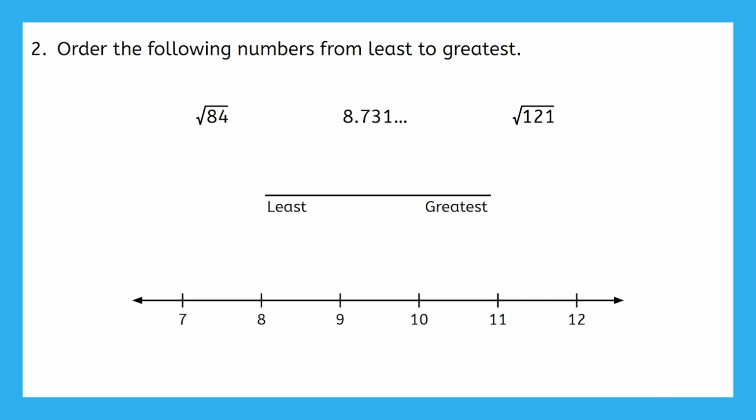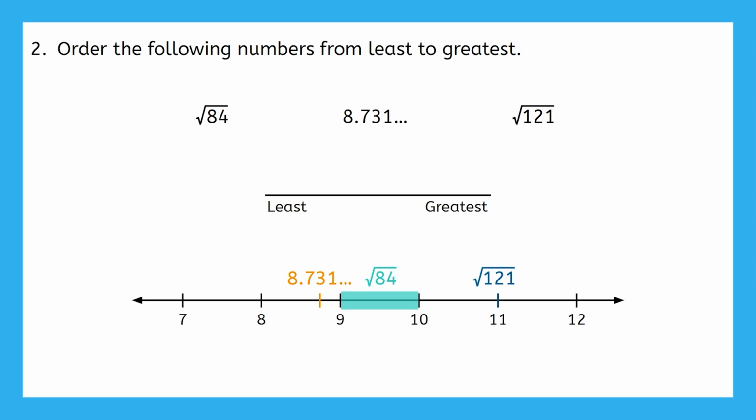The square root of 84 is between 9 and 10, because 9 squared is 81, and 10 squared is 100. We can place 8.731... at around 8.7. And what about the square root of 121? 121 is a perfect square, and its square root is 11.